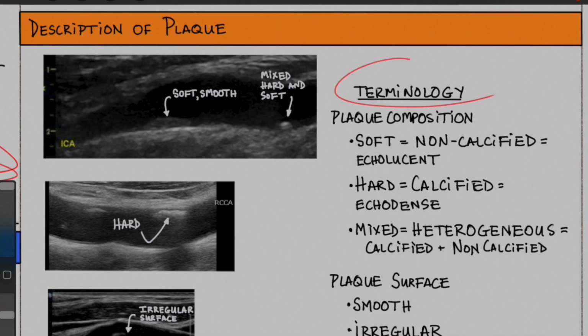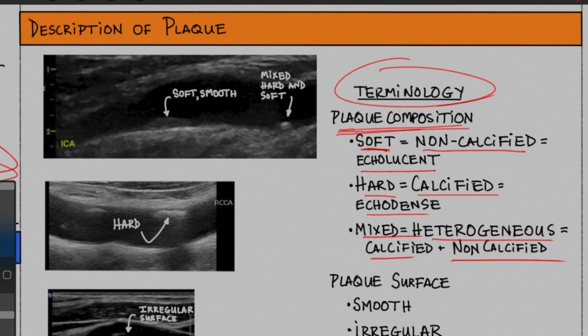So we'll go to the terminology over here. Plaque composition. What's it made of? Is it gunk or is it calcified gunk? Soft equals non-calcified equals echolucent. Hard, calcified, echodense. Mixed, heterogeneous, calcified, non-calcified. You get it. This part's more interesting.